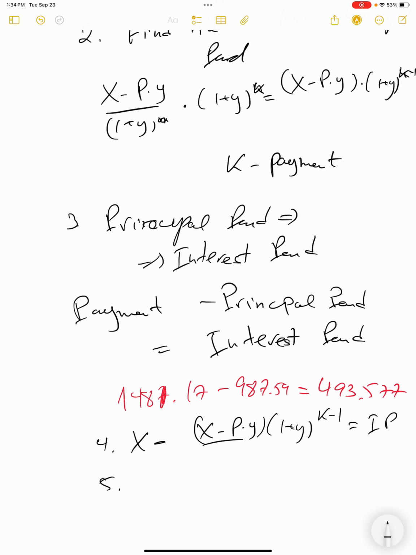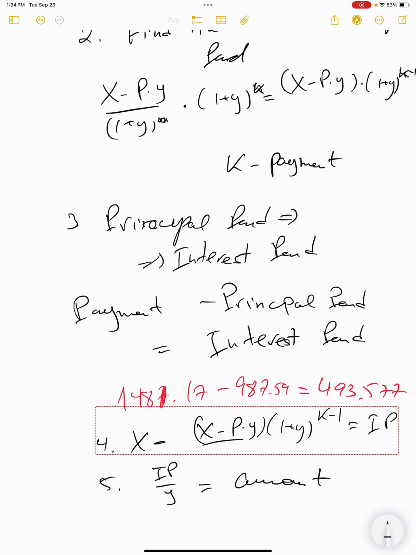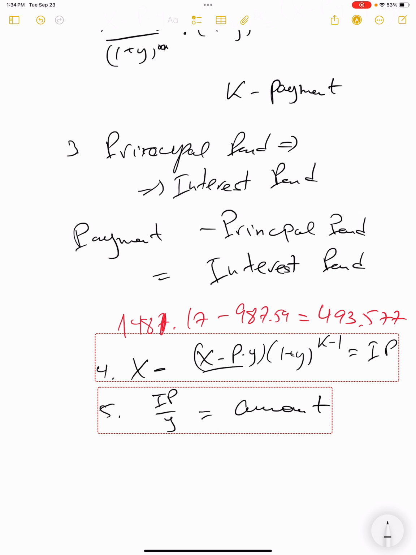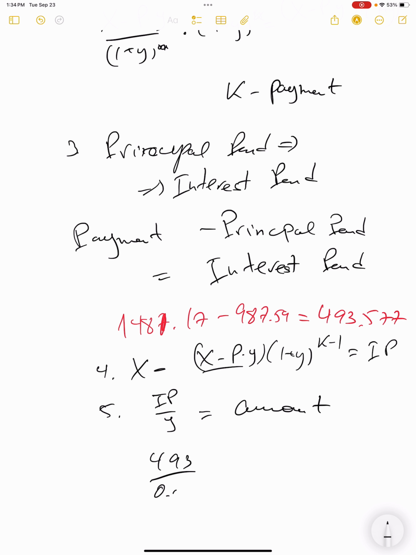And now, once you have the interest paid, you can find the amount outstanding by just taking interest paid divided by y, which is the amount outstanding. Why is it true? Because amount outstanding times y equals interest paid, right? So I just take the IP divided by y and I get my amount outstanding. So in this case, it is going to be 493 divided by 0.0066, and this is going to be 74,036.59, right?